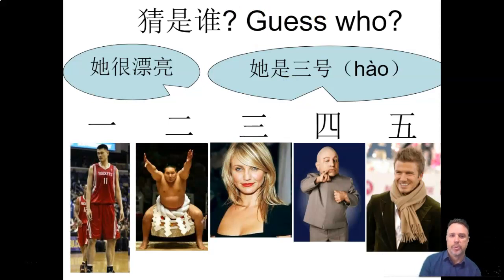Okay, a little guess who. So I recognise most of the people there. I don't know who the sumo guy is, but that's okay. You don't need to know who they are. All you need to do is listen to my Chinese and work out who I'm talking about.